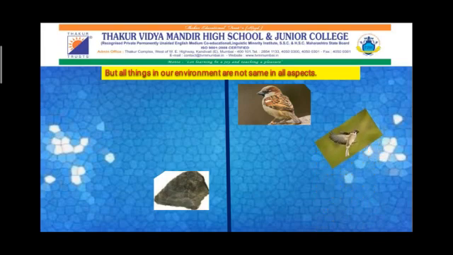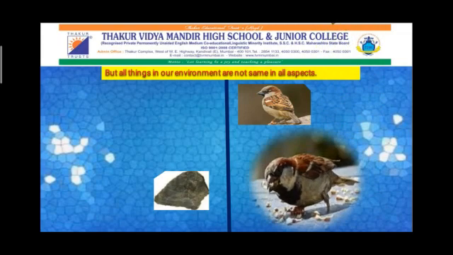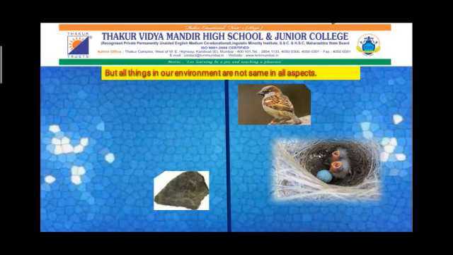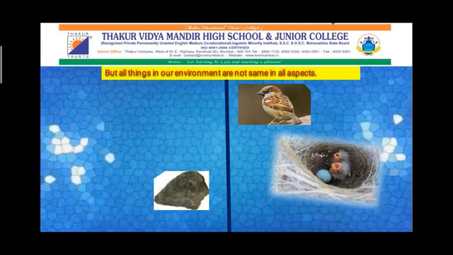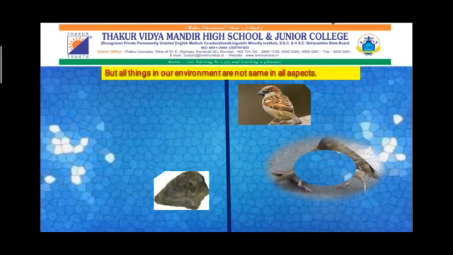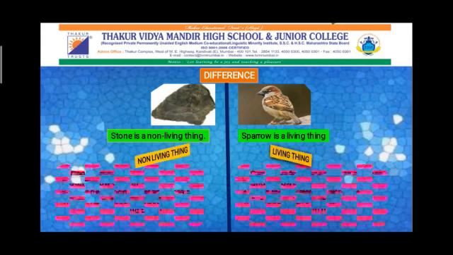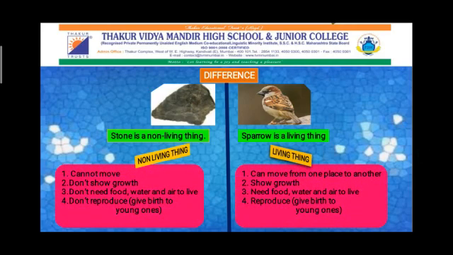We can see a sparrow moving from one place to another by flying. It eats grains and insects and gradually grows. It builds nests and lays eggs. Young sparrows hatch out of these eggs. Just as your mother takes care of you, a sparrow also takes care of its young ones. So, from this comparison, it is proved that a stone is a non-living thing and a sparrow is a living thing. Now let us see the points of difference between non-living things and living things.